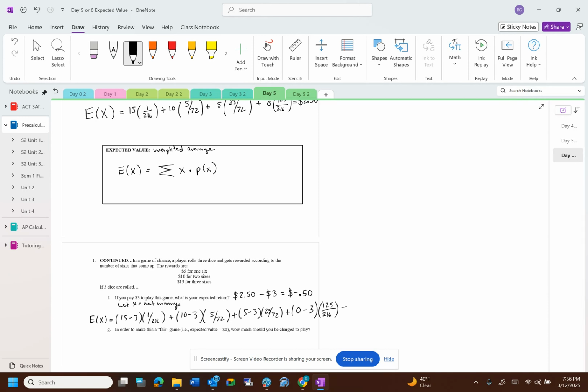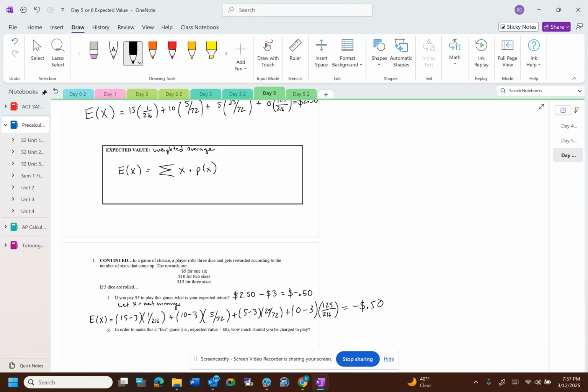If you crunch the numbers on that, you will get exactly what we got before. Sorry, that's not right. You will get minus 0.5. Minus 0.5. So that's the net expected value.